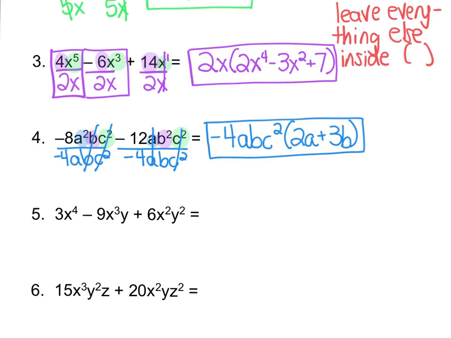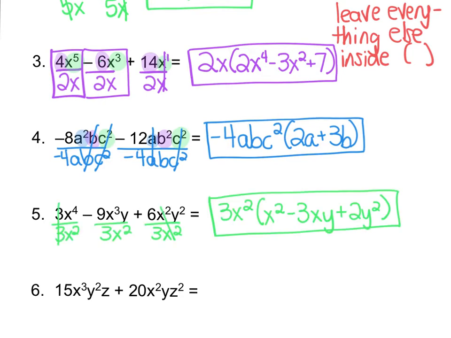So why don't you pause the video, try working out number 5 all on your own. When you're ready, hit play and see if you were right. Okay, so here's my answer. I had a GCF of 3x squared. You can see that a couple of them do have y's, but the first one does not have a y, so they don't have that in common. I divided everything by 3x squared, so I got 3x squared outside the parentheses, don't forget that. X squared minus 3xy plus 2y squared left inside the parentheses.